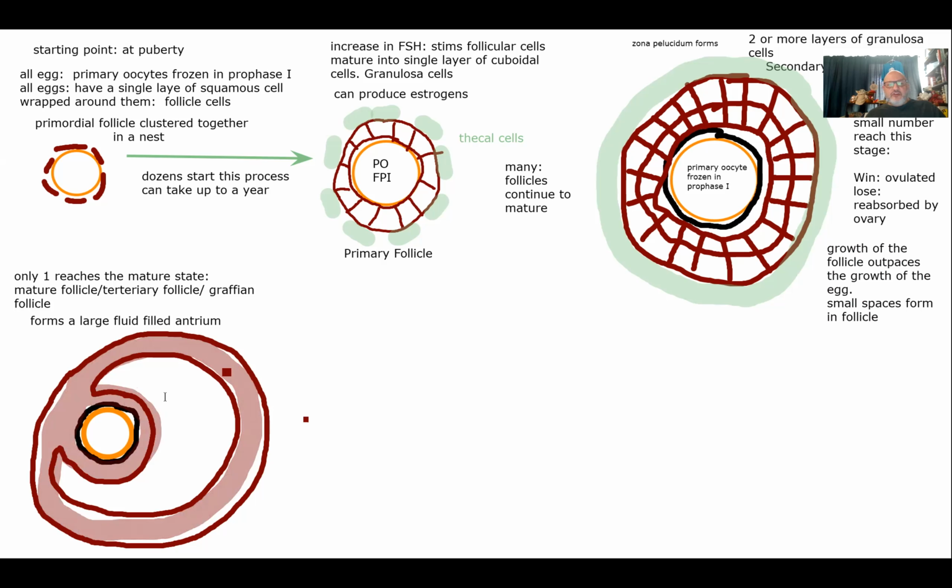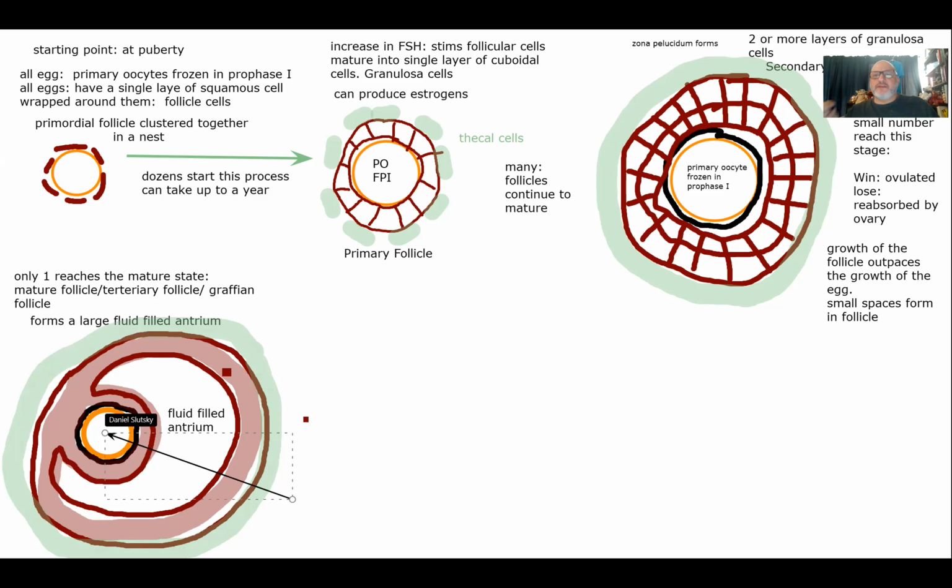And again, we have this huge fluid-filled antrum that has formed here in this mature follicle. Of course, we've got to put our thecal cells on the outside. Can't forget those. Those don't go away. But there are two other big changes that have taken place. The first, whoa, that's huge, involves the egg.